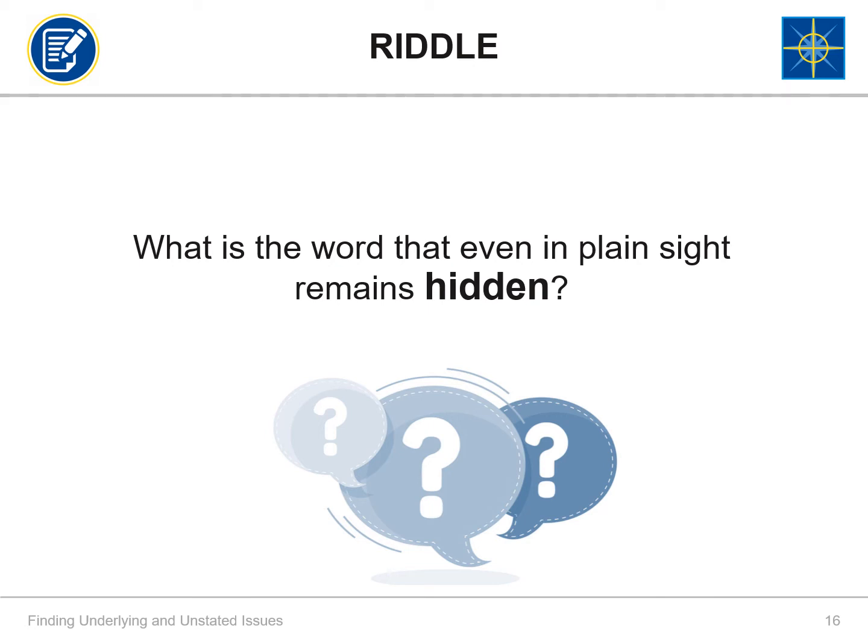The answer is hidden. This is a fun way to demonstrate that just like the word hidden is in plain sight in this sentence, sometimes hidden conflict is really in plain sight if you know what to look for. In almost any workplace, it's going to be inevitable that there are some underlying issues going on, but if you become more aware of what to look for, they can be addressed.